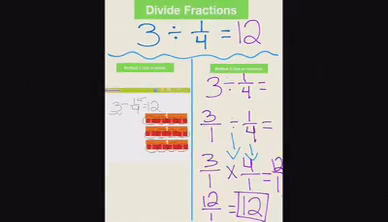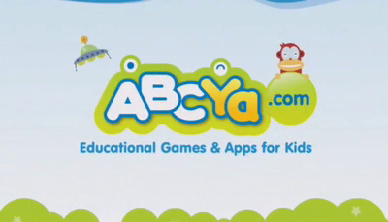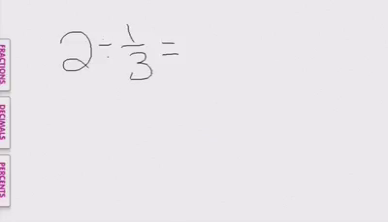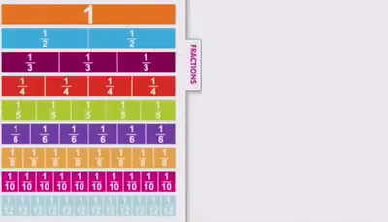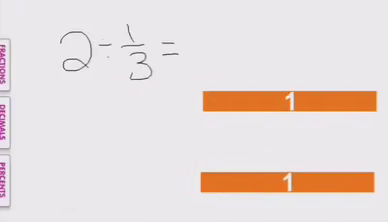Let's go ahead and try another one. Our next example is 2 divided by 1/3. Let's go ahead and pull up our virtual manipulatives and we'll try it that way first. So 2 divided by 1/3. So I'm going to write down 2 divided by 1/3. Remember, first step is to model your dividend or your first number. So we're going to select the fraction tab and pull out 2 whole number ones to model the 2.